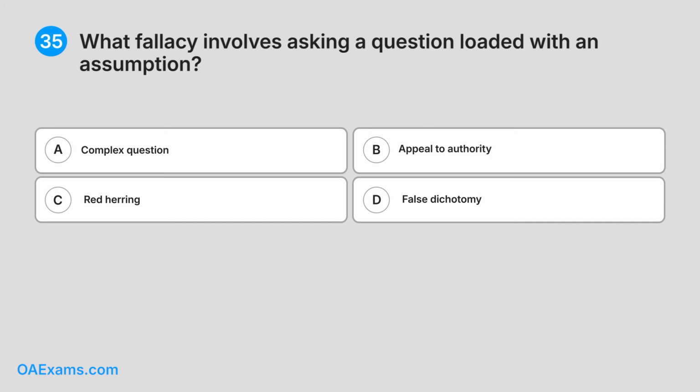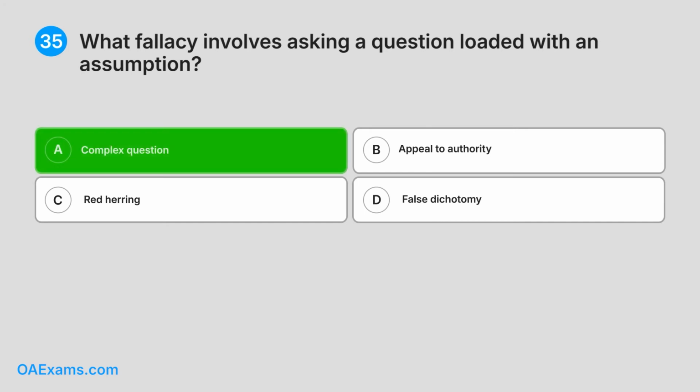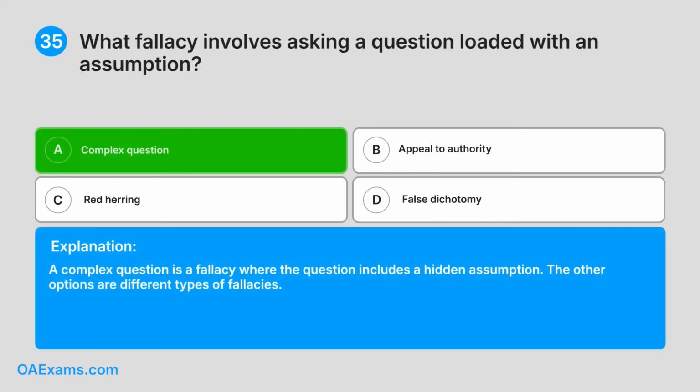Correct answer. A. Complex question. Explanation. A complex question is a fallacy where the question includes a hidden assumption. The other options are different types of fallacies.